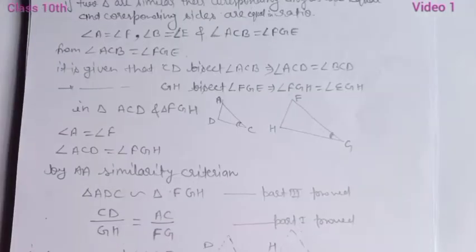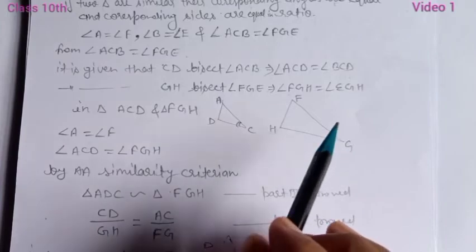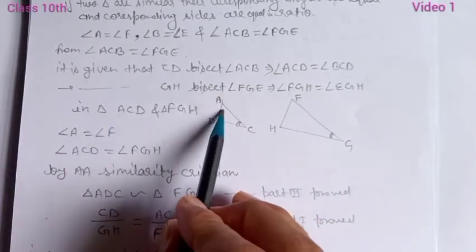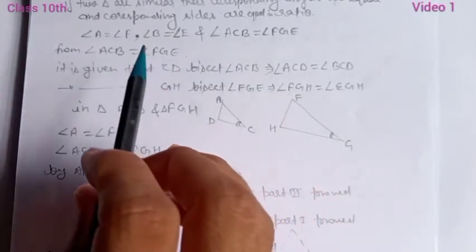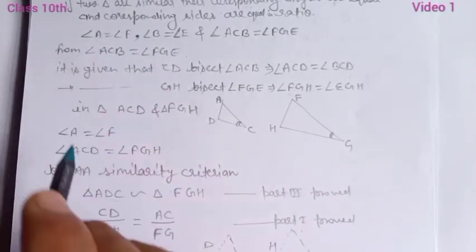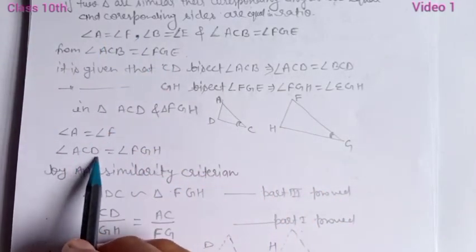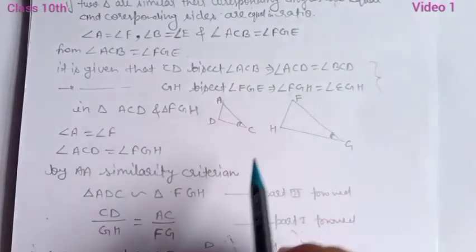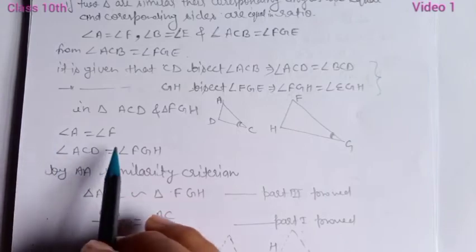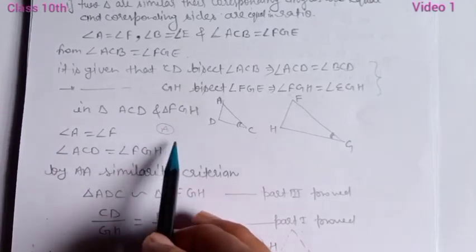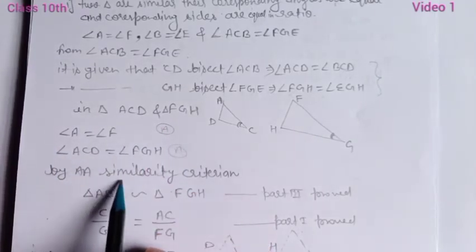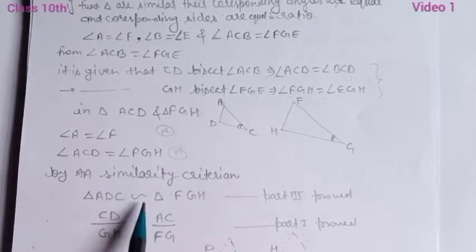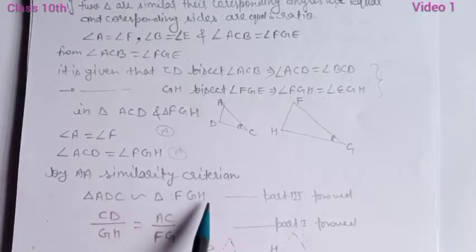Okay, now as discussed above, angle A is equal to F, that is written here. Second, angle ACD is equal to FGH, which is from the bisector. So you know, students, two angles are equal, so by AA similarity criterion, triangle ADC is similar to triangle FGH.